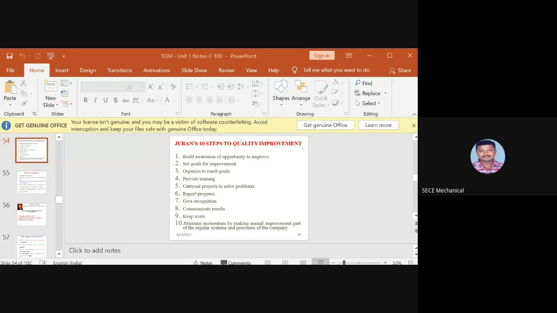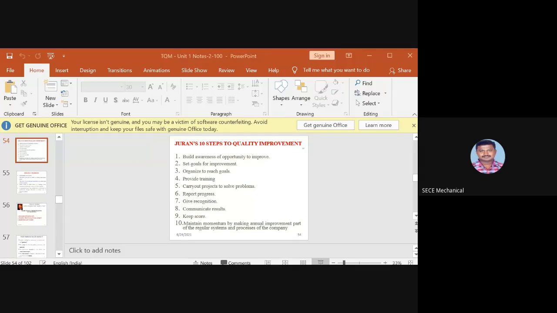He said to pursue quality at two levels. One is that the mission of the firm as a whole is to achieve high product quality, and the second is that the mission of each individual in the department is to achieve high product quality, because each and everyone is responsible for errors, should take ownership, and should produce a high quality product. So this is what Juran said.